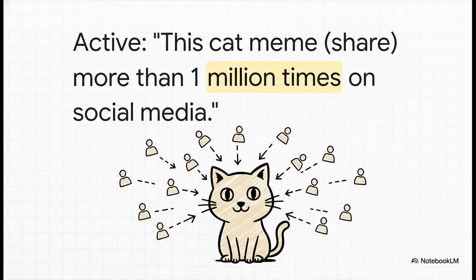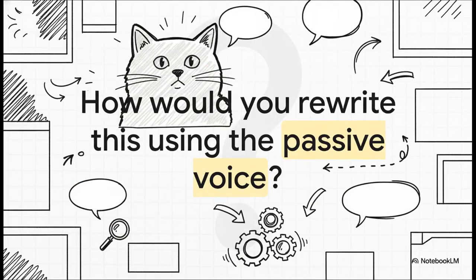Okay, time for a quick pop quiz to see if you're with me. We have an active sentence here. A million people shared this cat meme, and the verb is share. So who shared it? Well, a million different people, right? We have no idea who they all are. So take a second. How would you flip this sentence around?